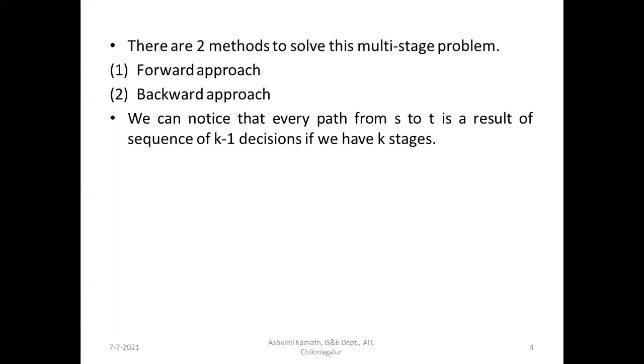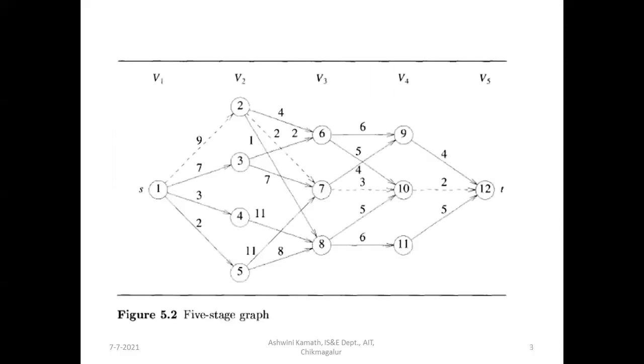There are two methods to solve this multi-stage problem, that is, as I have already told you, the forward approach and the backward approach. We can notice that every path from S to T is a result of a sequence of K minus 1 decisions if we have K number of stages. Let us see, we have a 5 stage graph here.